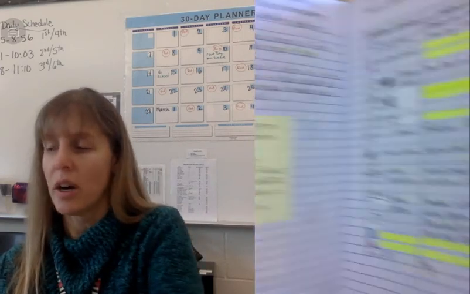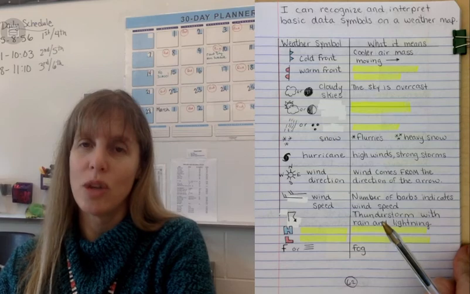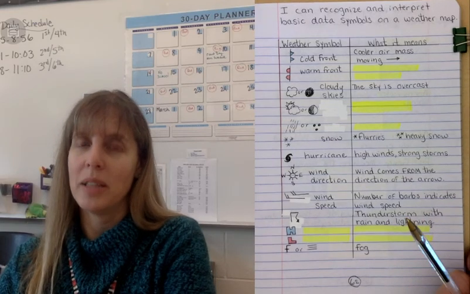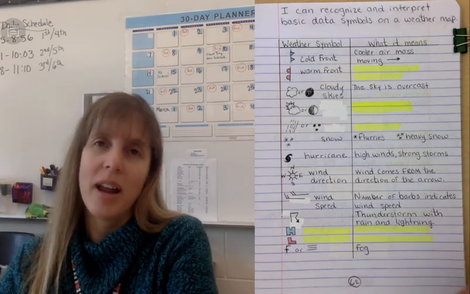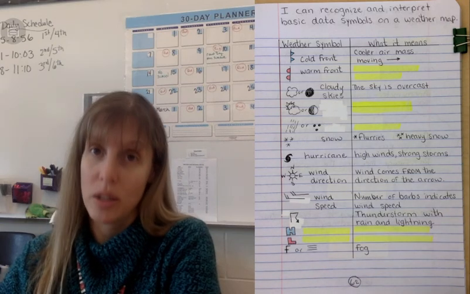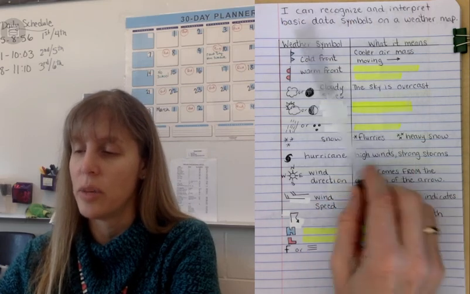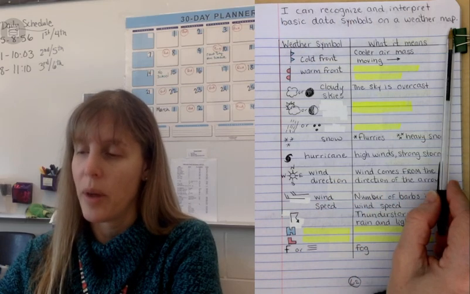Our next learning target today is actually kind of cool. And today you need to make sure that you complete some symbols. You see, I'm not perfect, right? And I used pen, and I did clearly have to make some changes, right? But our learning target is I can recognize and interpret basic data symbols on a weather map.